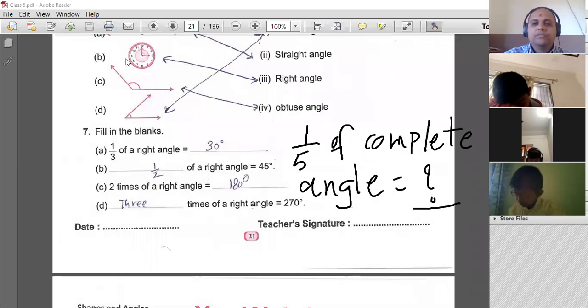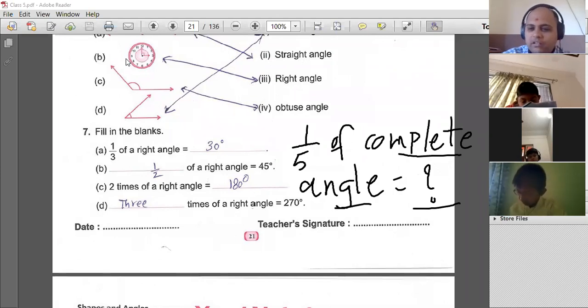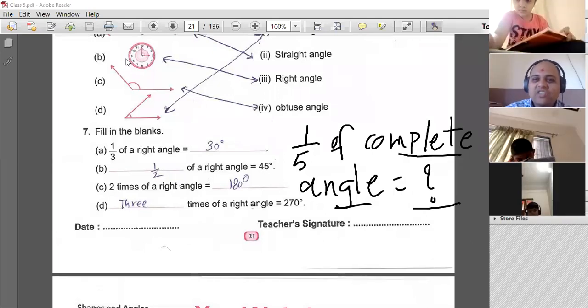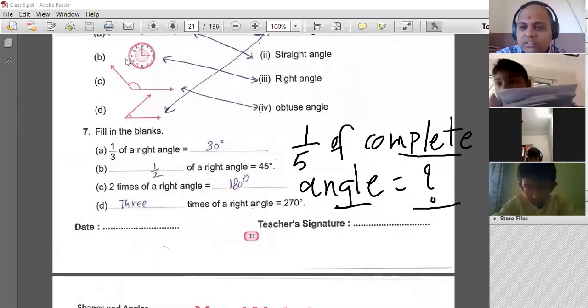Right, fill in the blank. Come on, what will be the answer here? 1/5 of a complete angle. Come on, what is a complete angle? You have to remember, and then you have to apply. Very good, Mahir. Correct answer. You have got it right. Yes, Dhwani Pandya. Yes. 72, very good. Correct answer.